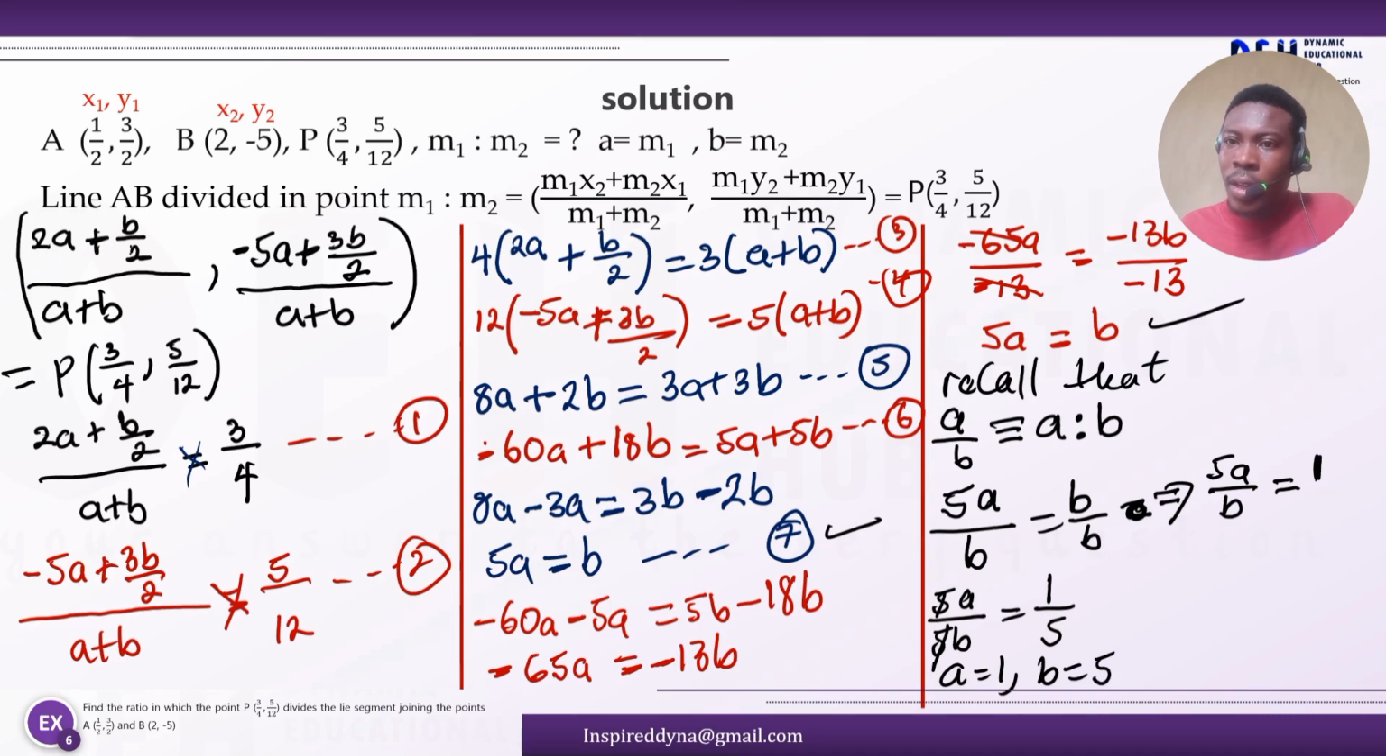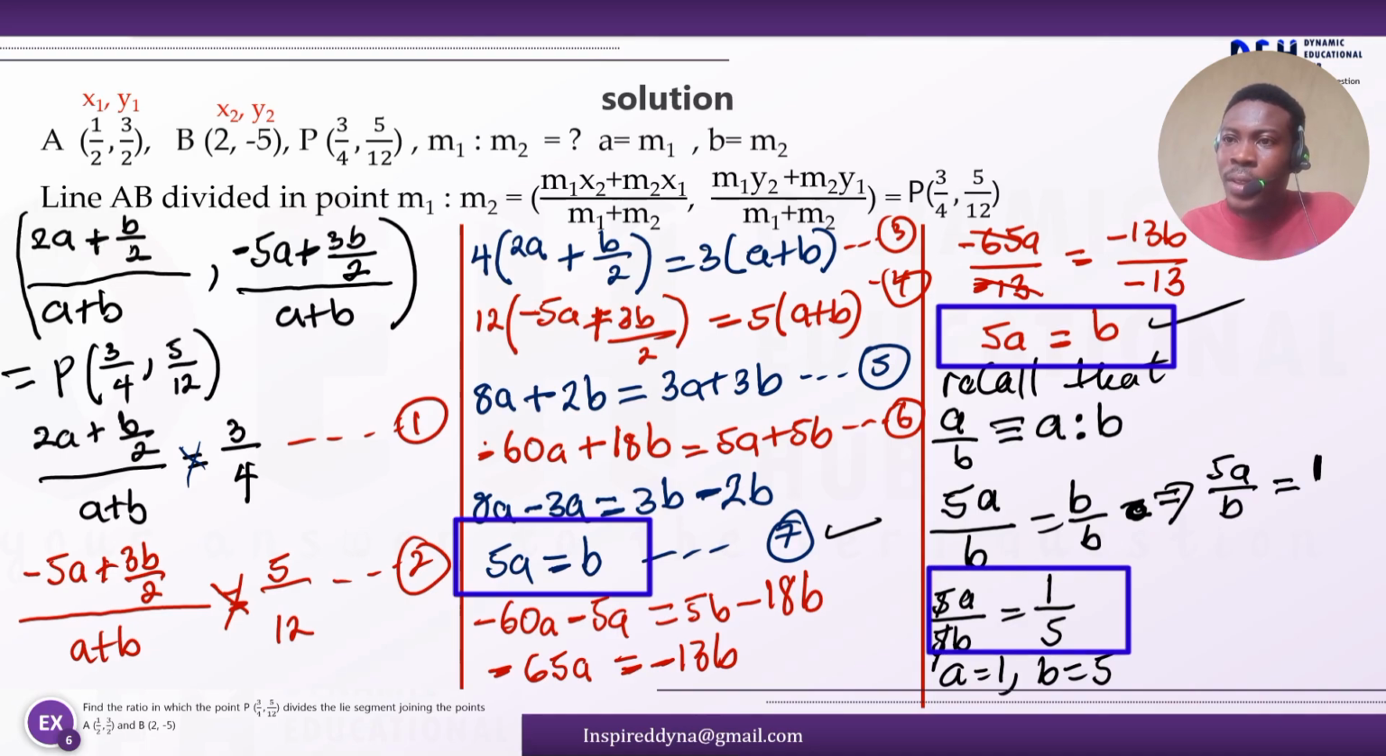Let me re-explain again. Let's come over to this guy here. 5a is equal to b. Now instead of doing it this way, you can divide both sides by 5b. When you divide both sides by 5b, you easily get a over b is equal to 1 over 5. Instead of dividing by b, and later on you divide by 5 again, you can divide both sides by 5b and you get a over b is equal to 1 over 5. So a here is equal to 1 and b here is equal to 5.